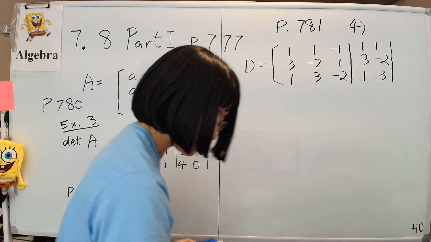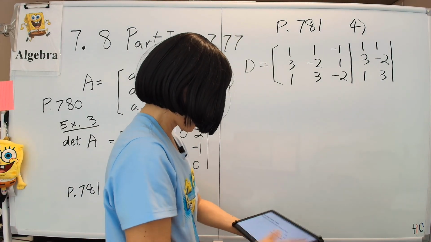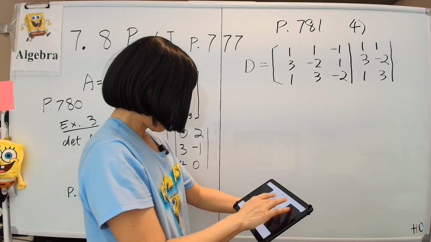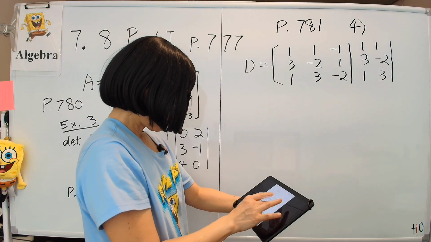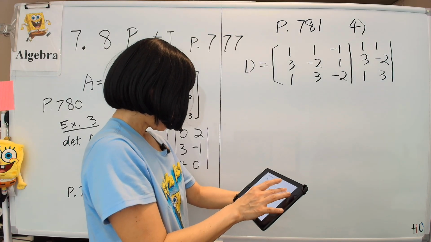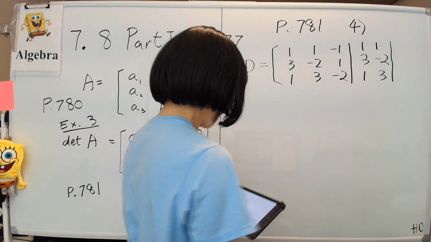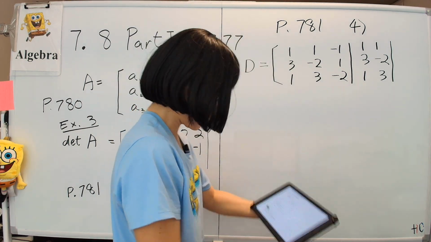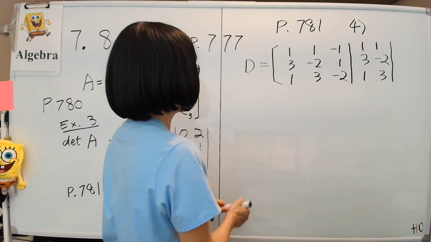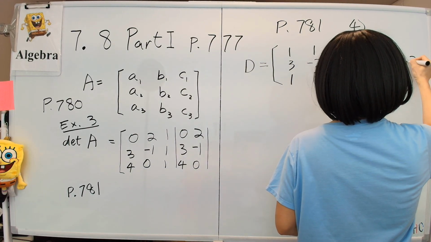Let me see if I got it right. Where's the determinant for this thing? I think, oh no, I lost the page again. Okay, I got it. Next page. What's D? What did I say it was? Negative 3. Yeah, apparently it is negative 3. So far so good. D then equals negative 3.